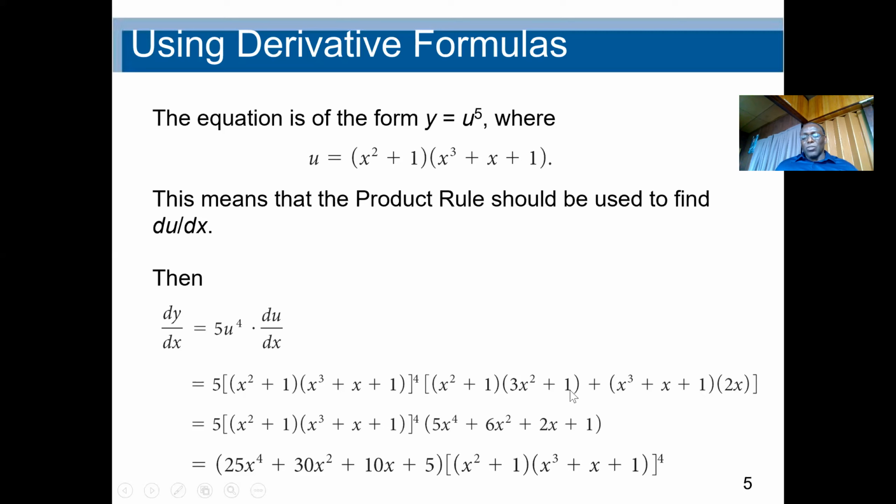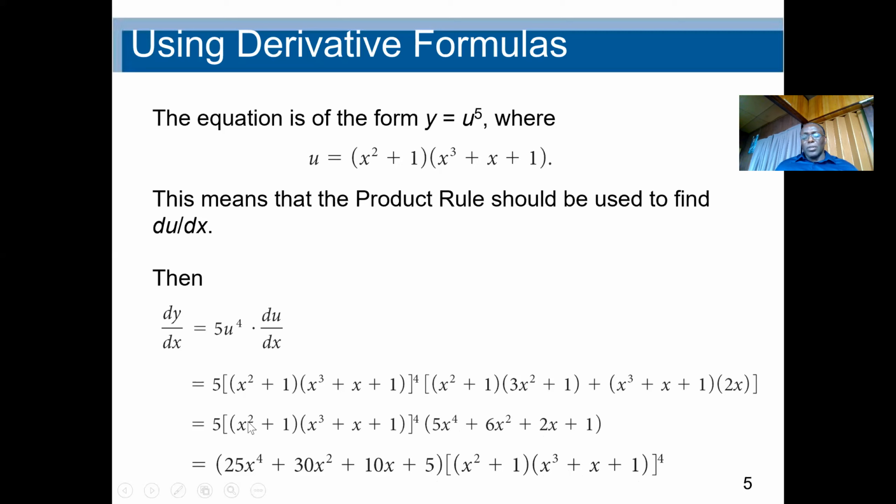Now, the only thing left is to simplify this equation. So we write down the same term here. We open the parentheses here and combine the like terms. We get 5s to the power 4 plus 6s squared plus 2s plus 1. Then we can also open the parentheses given to us here, and combine the two terms here. So here we have 25s to the power 4 plus 30s squared plus 10s plus 5. Then s squared plus 1, s cubed plus s plus 1.